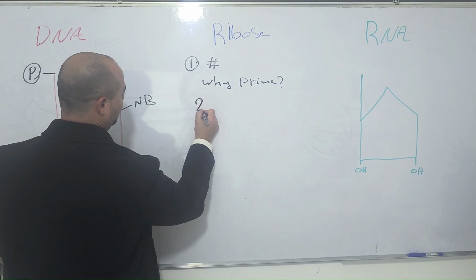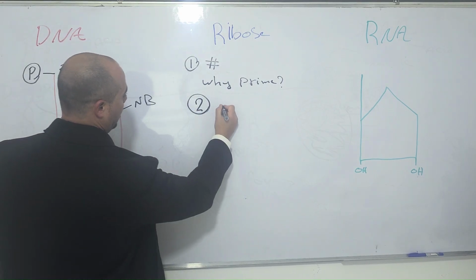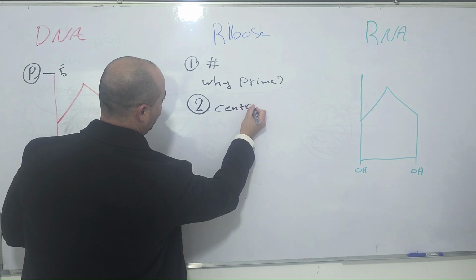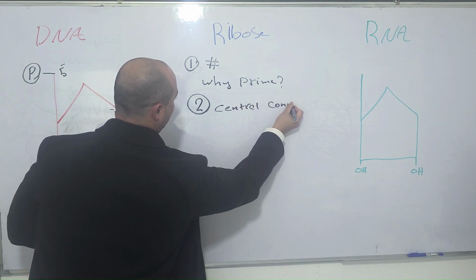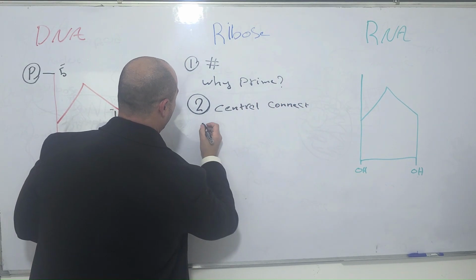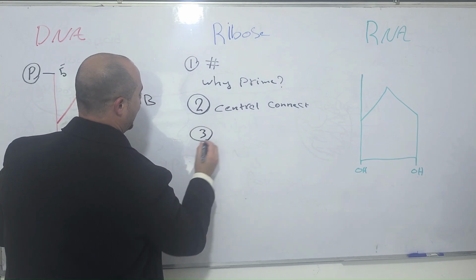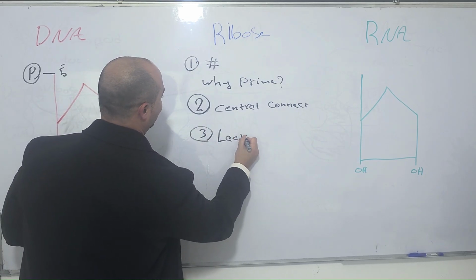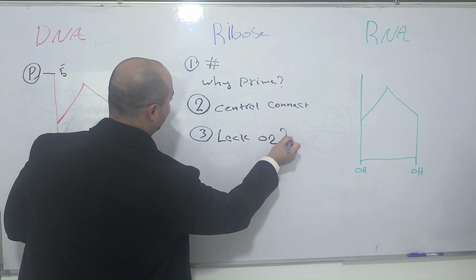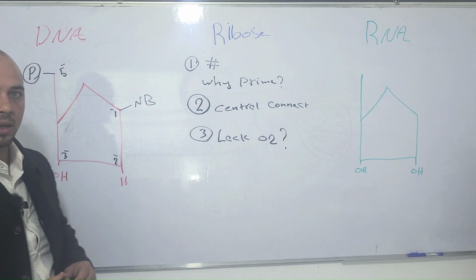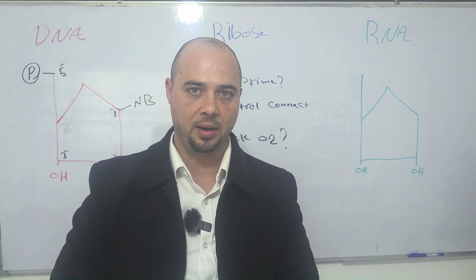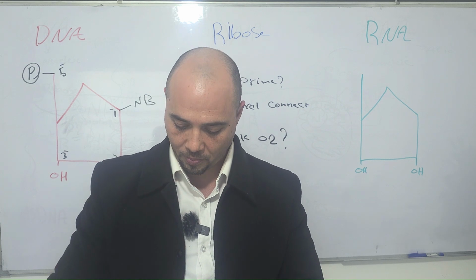Number two, central connector, great. Number 3 is, why does the DNA lack an oxygen on the 2 prime end?